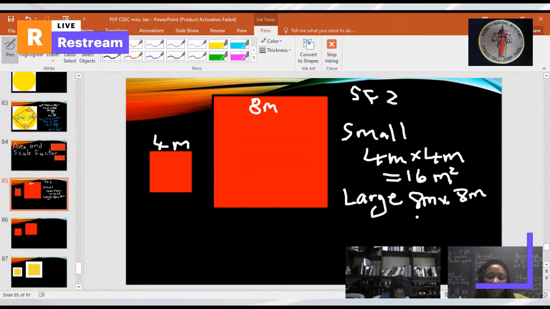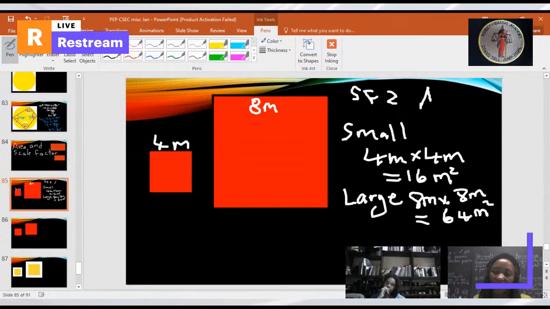And that gives 8864, right? Yes, miss. All right, what is the relationship between the 16 and the 64? What can we say about the 16 and the 64? The area of the biggest square, even though the length is 2 times the length of the smaller square, the area is 4 times the area of the smaller square.